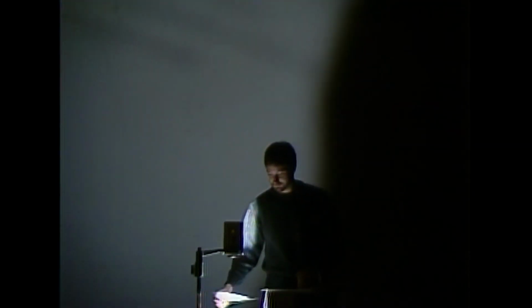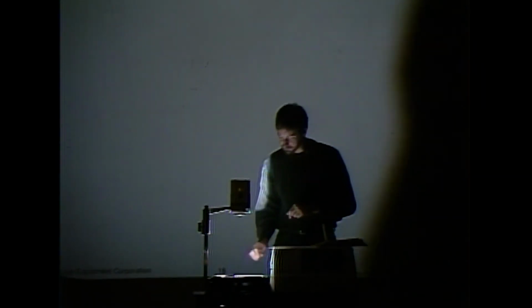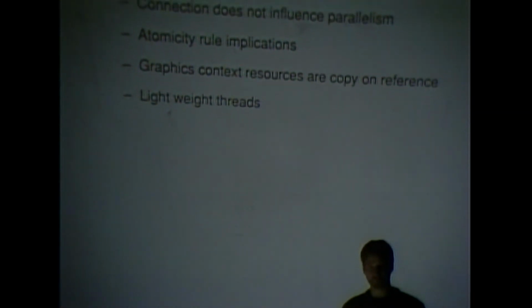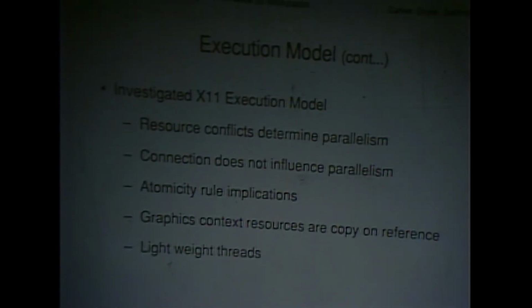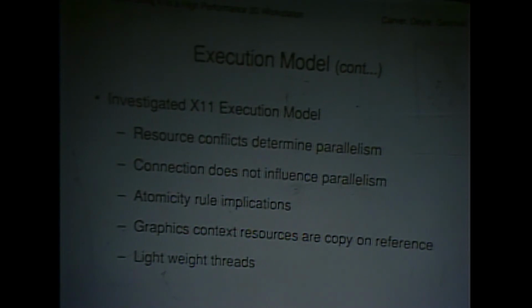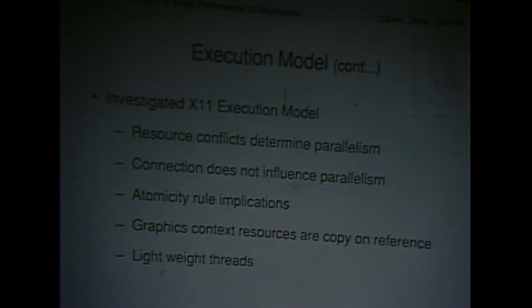Shortly after we started that design, we ran into a few hitches, and we decided to step back and do a more thorough investigation of the X11 execution model. And a few things came to light that were quite surprising. Number one, it was the resource conflicts in the server that determined the amount of parallelism possible. Nothing else really was influencing that. The connection does not influence parallelism, other than operations on a single connection do have to perform as though they're serial.